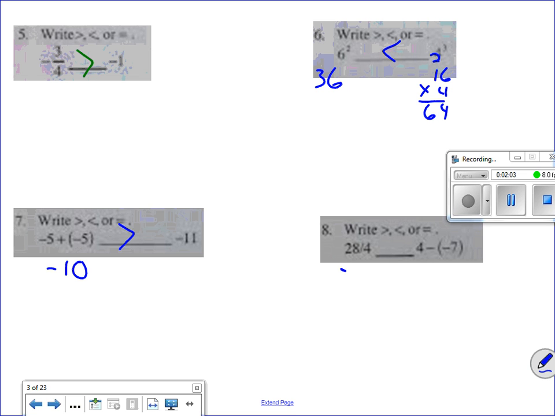28 divided by 4 gives me 7. 4 minus negative 7, leave, add, change. 4 plus 7 is 11. 11 is larger than 7.